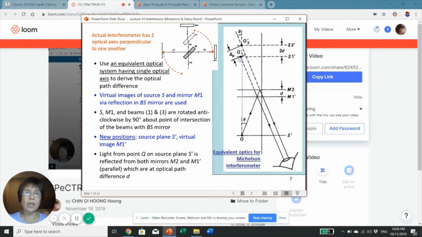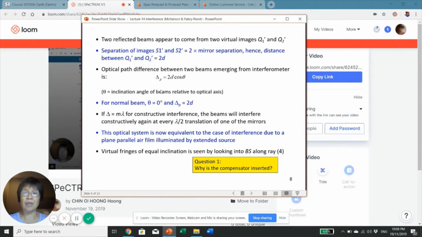Now, if you look at these two beams here, you see that the optical path difference would be delta p here. Now, this is 2d, this is angle theta, so the optical path difference then is given by 2d cosine theta.